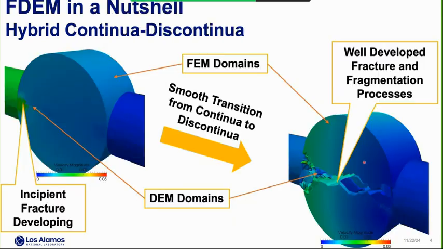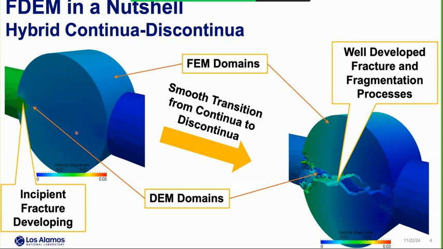So, as I just mentioned, HOSS is based on the combined finite discrete element method, FDEM. FDEM is a hybrid continuous-discontinuous approach. It merges the advantages of both the finite element method and discrete element method. So let's use this example to demonstrate how it works.